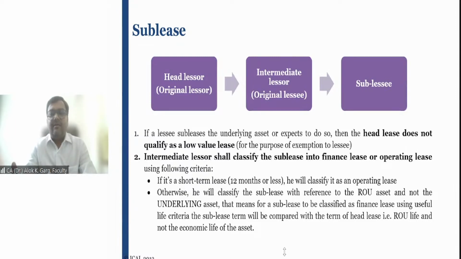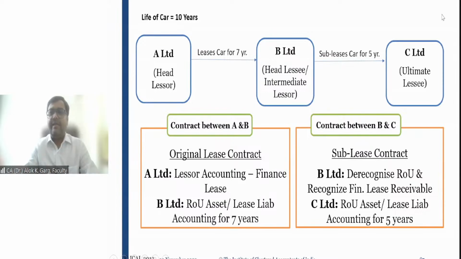Let's discuss the sublease accounting. And to discuss this sublease accounting, I have taken an example. For example, the life of a car is 10 years, and A Limited. Who is A Limited? A Limited is Abdul. You remember? Abdul has given the building on lease basis. So A Limited is the head lessor. He is the one who is the owner of the asset, and first time he is giving this asset on a lease basis. A Limited leases a car to B Limited for a period of 7 years.